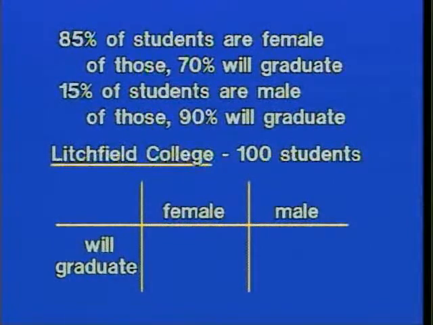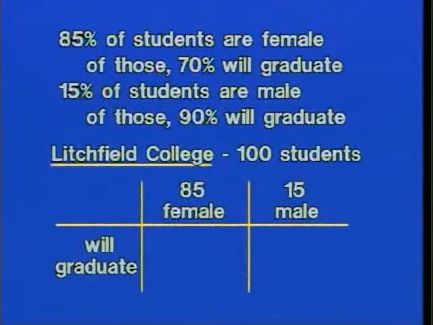The number of female and male students. Well, if the total number of students at the college is 100 students and 85% of them are female, it means that 85% of 100, 85 hundredths times 100, or 85 students are female. And in a similar way for the male students, 15% of 100, or 15 students are male.